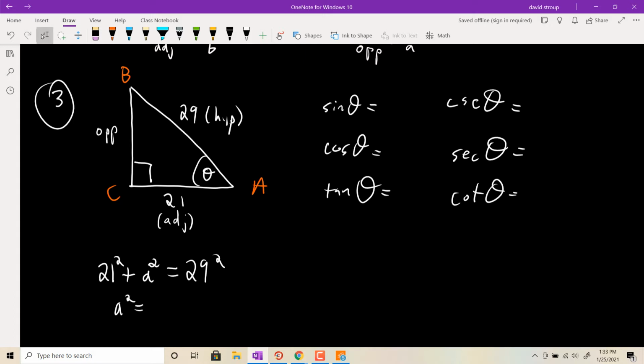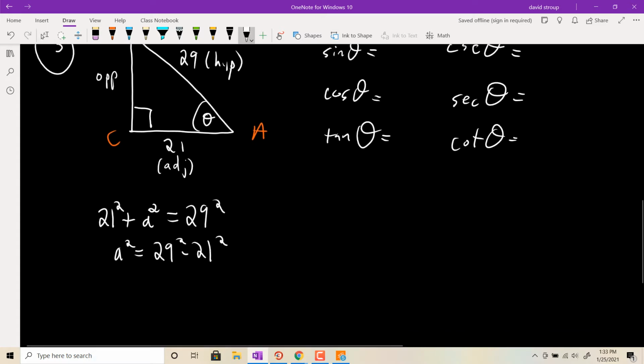So subtract the 21 squared from the other side, we have 29 squared minus 21 squared. Okay. If you put that into your calculator, that's 400. And then take the square root of both sides, and a will be 20. Okay. So that will be our opposite side.